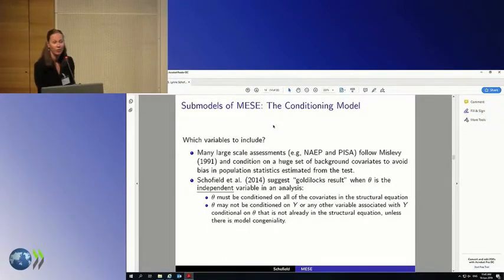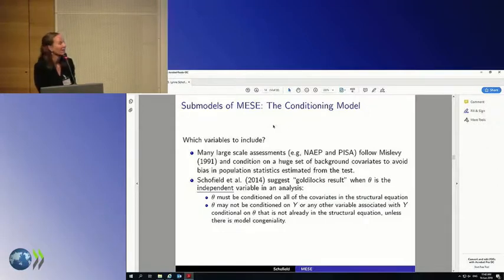The real question, though, where bias can really occur is in the question of what variables need to be included within this model. We've already discussed this a little bit, so I want to add my perspective. Of course, many large-scale assessments, NAEP, PISA, others, follow Mislevy, and they condition on this kitchen sink idea to avoid bias in any population statistics. What my colleagues and I have shown, though, is that we think there should actually be more of what we call a Goldilocks result to the conditioning model when you're thinking about theta as an independent variable. And by Goldilocks, I mean that it shouldn't be too big, it shouldn't be too small, it should be just right.